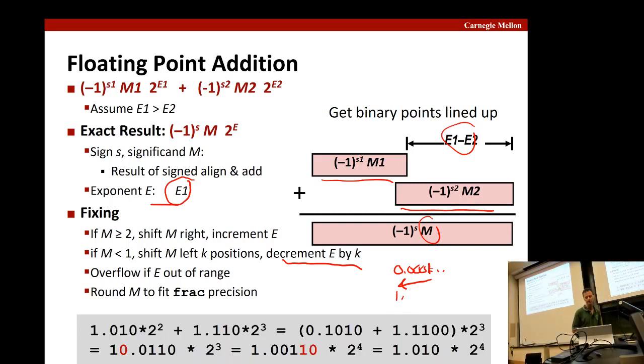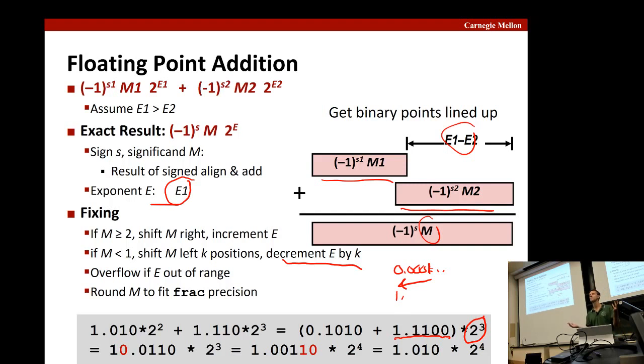So an example here. We have our two numbers, and the first thing we do is line up the decimal points. We do that by representing them both as times 2 to the 3. So for the larger one, the bit pattern is the same, but for this one, we shift it over by 1, because 1.01 times 2 to the 2 is the same as 0.101 times 2 to the 3. Now we've got them lined up, and now we can do the addition, and you end up with 1 0 0 1 1 0.